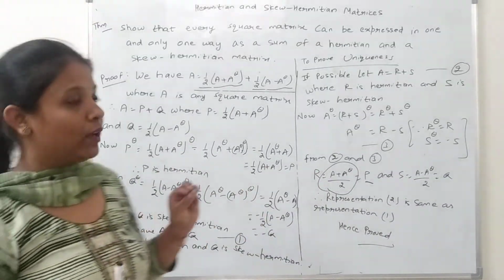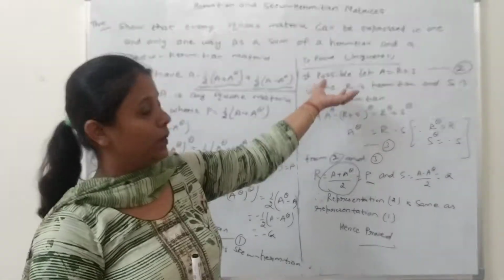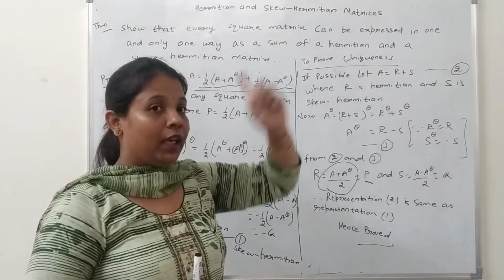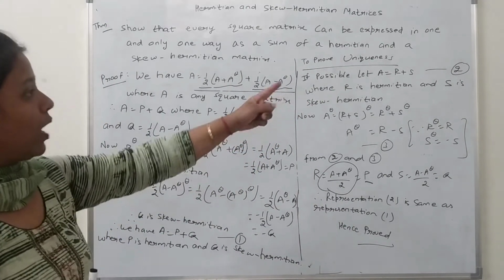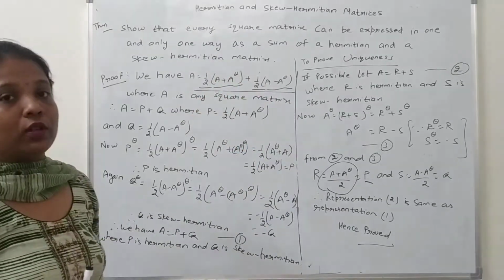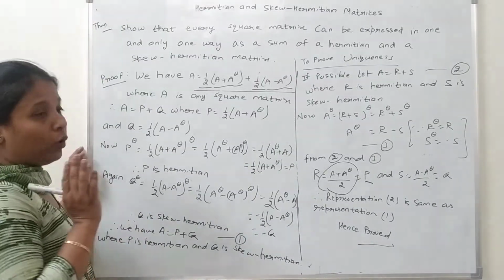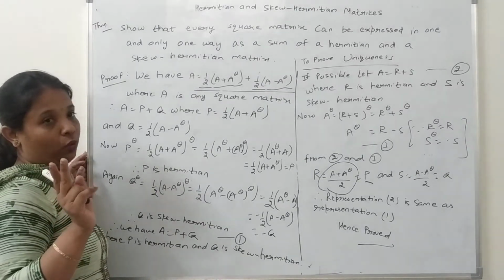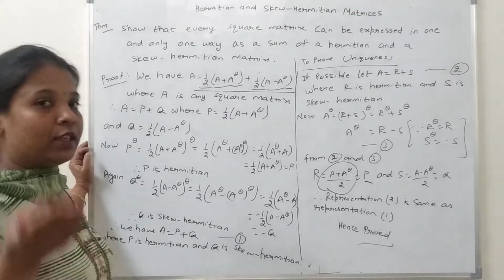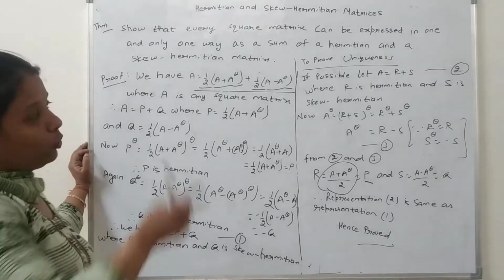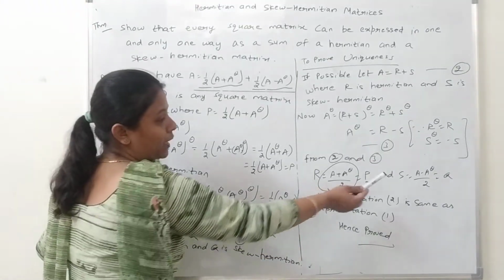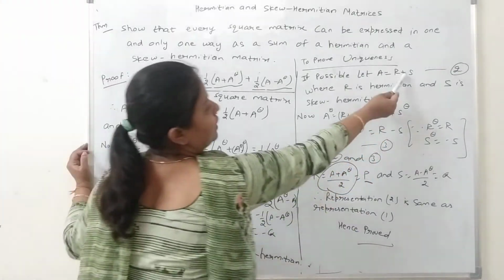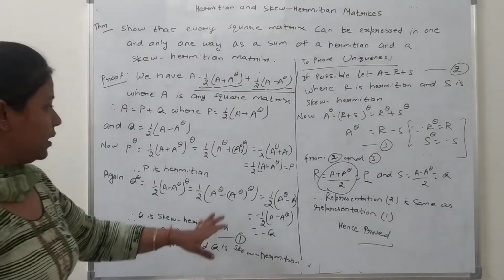So when we take another representation of that matrix A, again R will be equal to P and S will be equal to Q, because we can express A as only two matrices P and Q. If we take any two matrices, it will again become equal to P and Q. So R is P and S is Q. Therefore the second representation is the same as representation 1.